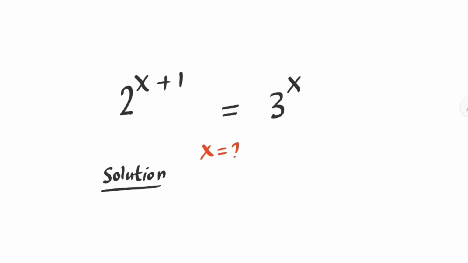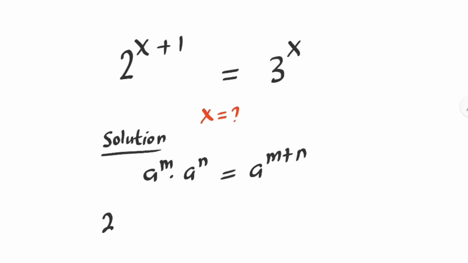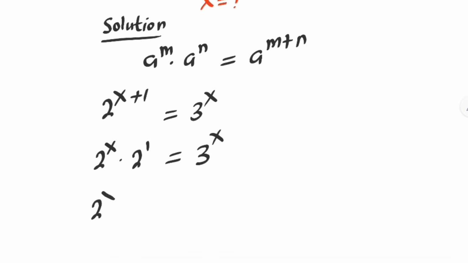Take note of this, that if you have a raised to power m multiplied by a raised to power n, this is equal to a raised to power m plus n. Then we have this given equation, which is 2 raised to power x plus 1 is equal to 3 raised to power x. And this is the same thing as 2 raised to power x multiplied by 2 raised to power 1 is equal to 3 raised to power x. Then this is 2 raised to power x multiplied by 2 raised to power 1, which is 2, is equal to 3 raised to power x.